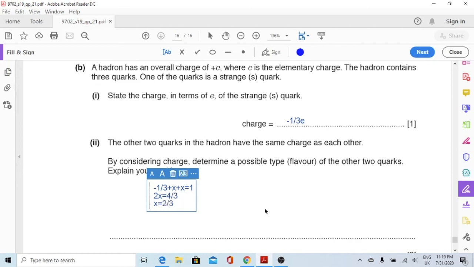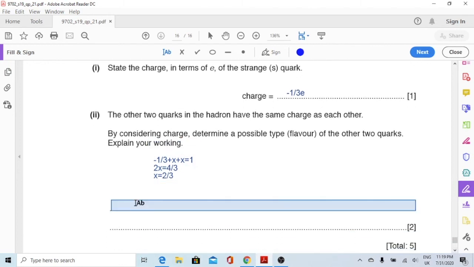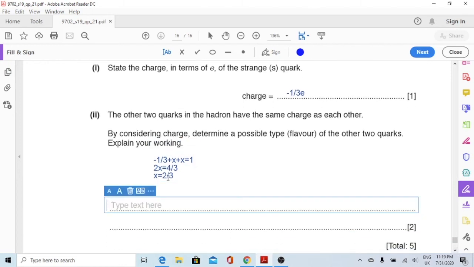This means both the quarks have 2/3 charge, and the quark is an up quark, and an up quark has a charge of positive 2/3. So there are 2 up quarks.